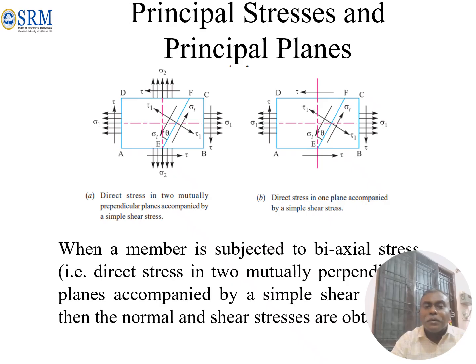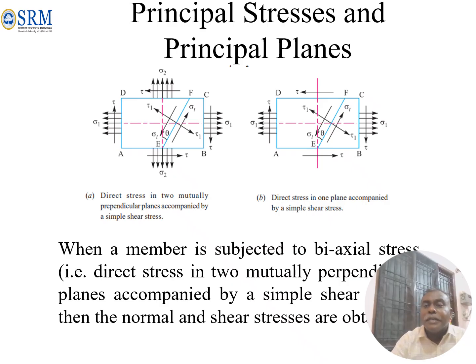In the principal stress law, the first thing is, again, loading 1, loading 2 and loading 3: the normal and shear stresses are obtained. These normal and shear stresses are obtained with the help of the principal stress concept.